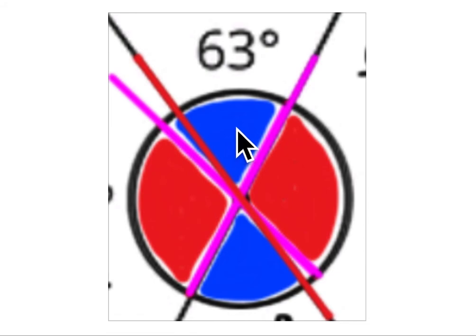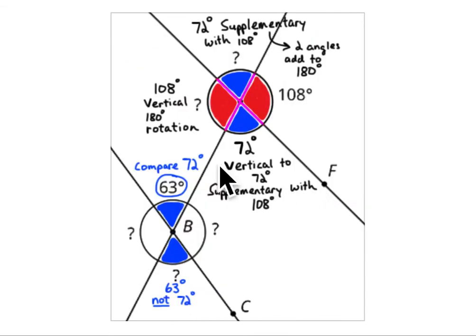But you can still figure out the size. You see that this size is going to be 63 degrees, and this is going to be supplementary to 63 degrees. You're going to add to 180 degrees. So compare 72 degrees to 63 degrees. 63 degrees is a little bit less. So this is 63 degrees, not 72 degrees. These are in the same relative position, but they're not equal because these two lines are not parallel.